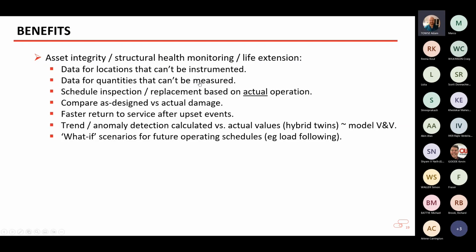And they're often the things that affect your life. We can actually provide information about the current state of damage compared with what it should be from its design basis, and that allows a schedule of inspection and replacement, and a direct comparison between what it was designed for and what it's actually seen so far. As we just showed with that earthquake example, we can get faster return to service by directing detailed and key inspections on the systems that were most likely to be affected by that specific earthquake that's just happened.